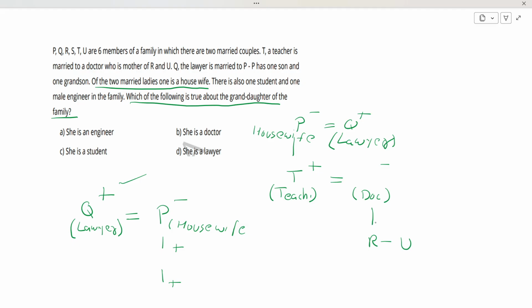In both the scenarios, the granddaughter will be student. So that is option number C, the correct answer. Okay. Try this question by yourself. And then after trying it, compare it with my chart.